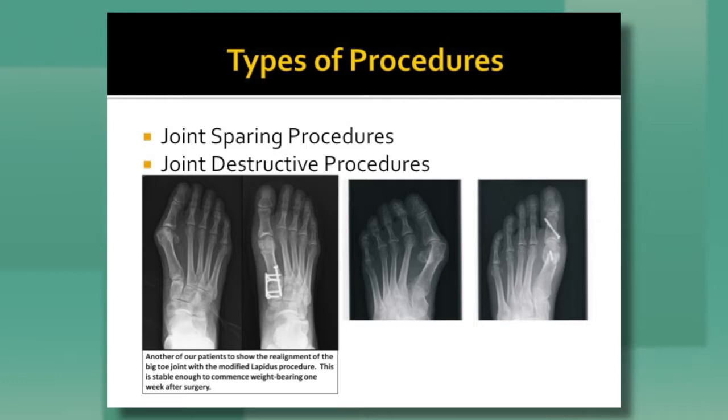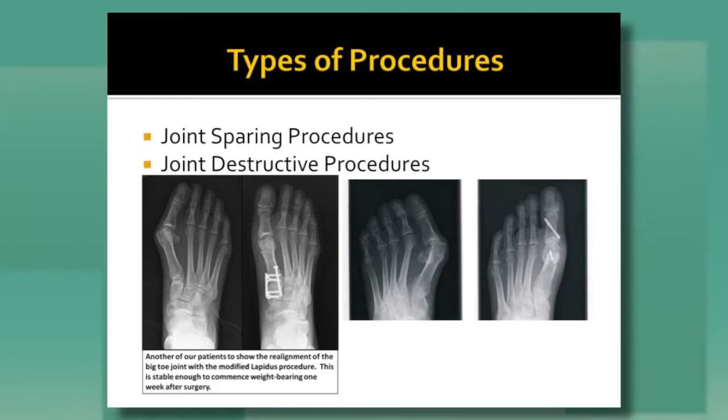A joint sparing procedure would be called something along the lines of an Austin or a chevron bunionectomy, which is by far the most commonly performed bunion procedure that foot and ankle physicians perform on a daily basis. This procedure is for someone with a low to moderate deformity. This procedure does not fix all types of deformities. When patients have recurrence of bunion deformities, it's generally because the wrong procedure was done the first time around.